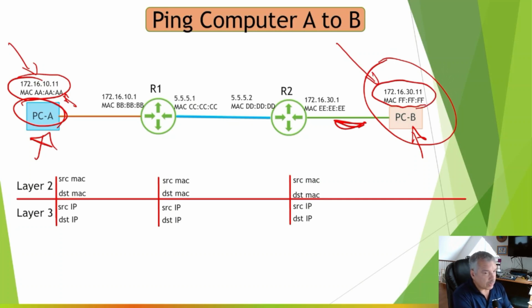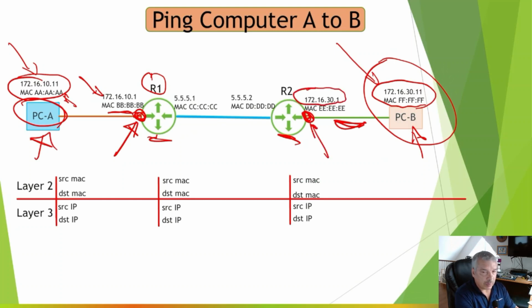Great. Between these two computers, there's routers. Again, I just do a really basic diagram here. So router 1 has an interface on the 172.16.10 network, and it's got an IP of 172.16.10.1 and a MAC address of BBBBBB. Router 2 also has an interface on the 172.16.30 network, and its IP is 172.16.30.1, and its MAC address is EEEEEE. And the link between them I just did the 5.5.5 network. It's a /24.